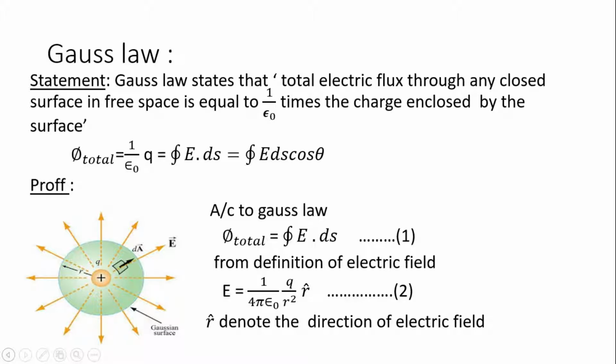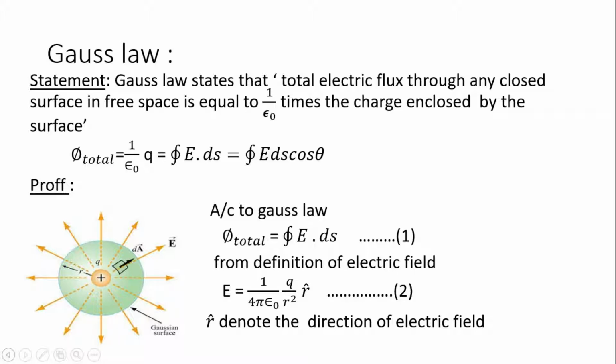Gauss law states that the total electric flux through any closed surface in free space is equal to 1 by epsilon naught times the charge enclosed by the surface. ಇವಾಗ for example ನಮಗೆ ಯಾವುದೋ ಒಂದು closed surface ಇದೆ. We are talking about the Gauss law only for the closed surface. ಓಪನ್ surface ಅಲ್ಲಿ ನಮಗೆ Gauss law ನ statement ಹೇಳಕ್ಕಾಗಲ್ಲ. Electric flux ನ ನಾವು ಮಾತಾಡ್ಬೇಕಾದ್ರೆ there should be some closed surface. So we have to find some closed surface in that area.